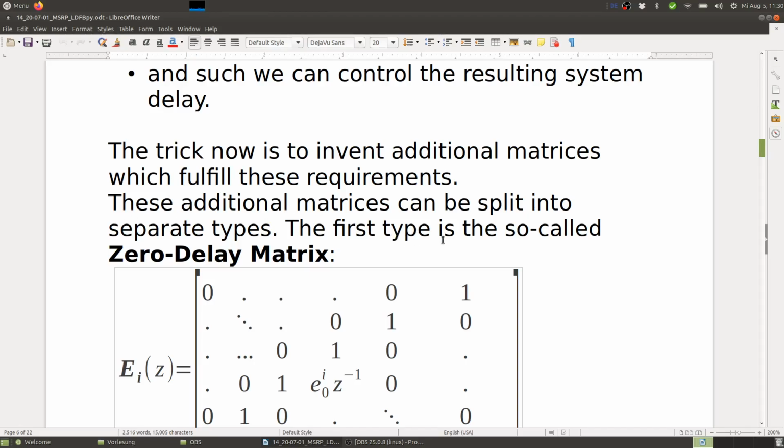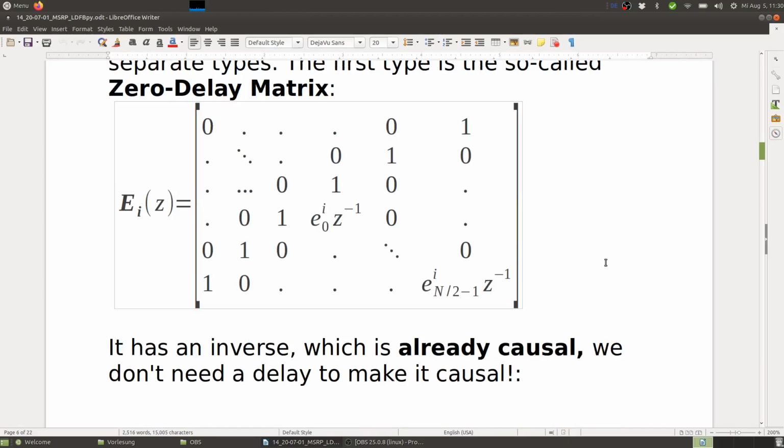The first type is the so-called zero delay matrix, which we can see here. So it's actually quite simple. It consists of ones on the anti-diagonal of this matrix. Then we have coefficients times z to the minus 1 on the lower half of the diagonal matrix, and the rest is zeros. Right? So simple enough. And interestingly, this matrix has an inverse which is already causal. We don't need a delay to make it causal.